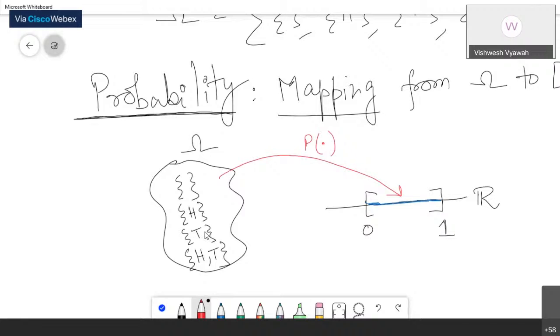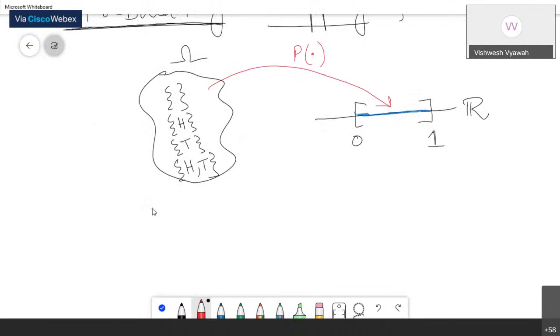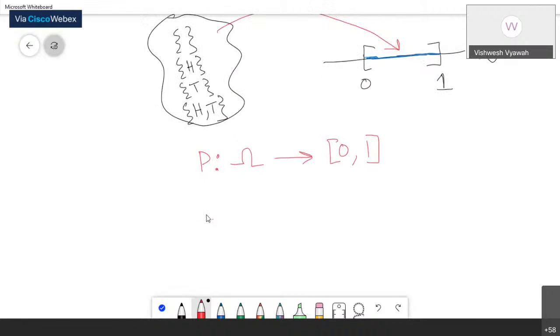Because every event will have a probability, and we know that probability cannot be more than 1. The maximum is the definite event which is going to occur, and in this case that is our sample space. This is the graphical representation. How do you write it mathematically? Probability is a mapping from sigma to 0, comma 1. I hope these things are clear now. So you define the probability like this.